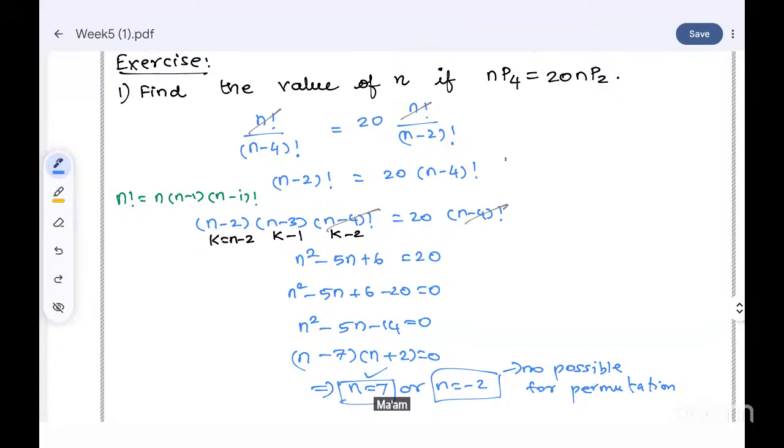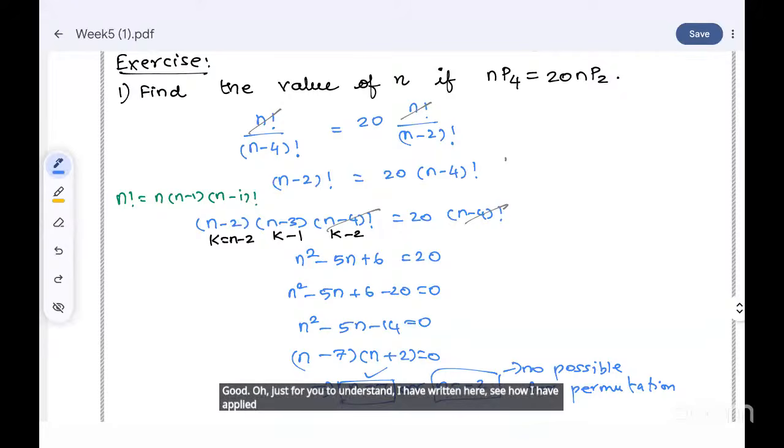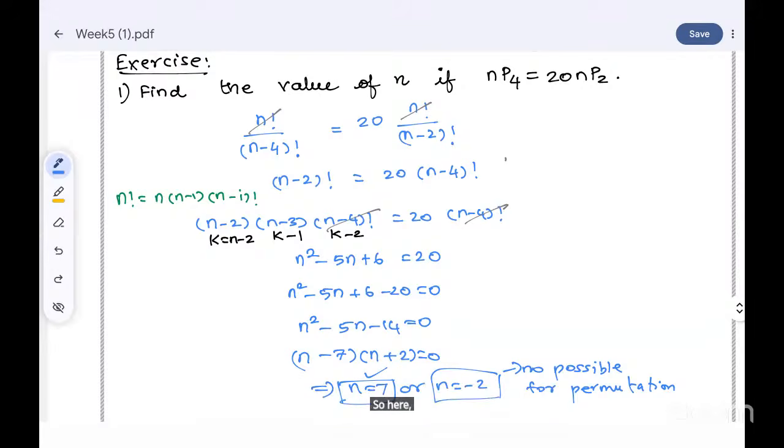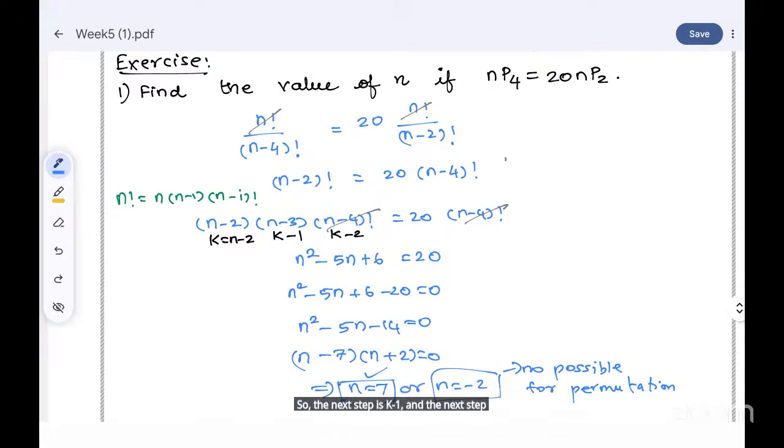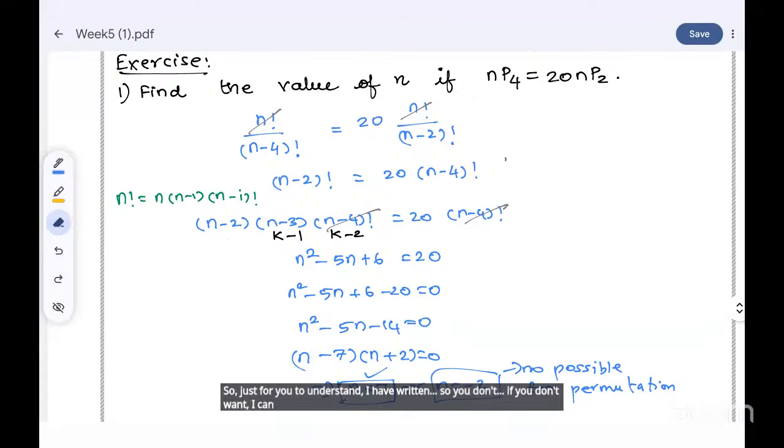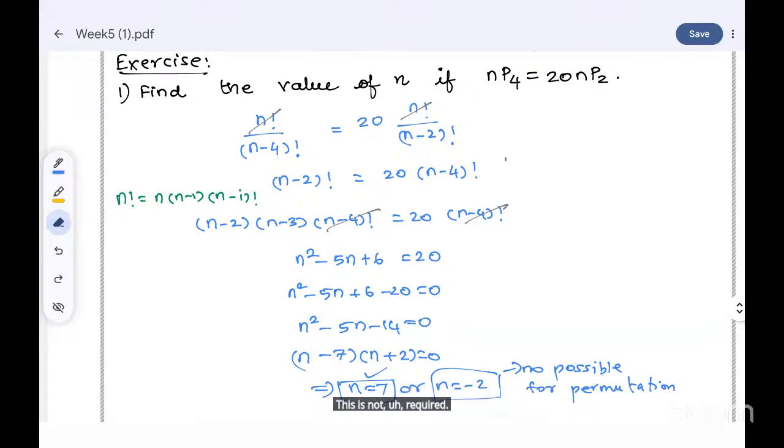Ma'am, what is k then? Okay, just for you to understand, I have written it here. See how I have applied this formula: n factorial equals n into n minus 1 into n minus i. Here the starting value itself is n minus 2. So just for you to understand the same formula, I have written n minus 2 as k. So the next step is k minus 1 and the next step is k minus 2. So if you don't want, I can remove this. This is not required. Okay, thank you.